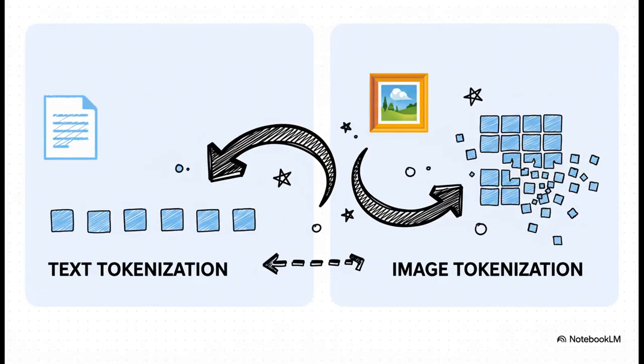So here's the key idea. It's all about translation. You know how we break a sentence into word tokens? Well, this method does the exact same thing for an image, breaking it into patch tokens. It's turning pixels into a vocabulary the language model can finally understand.